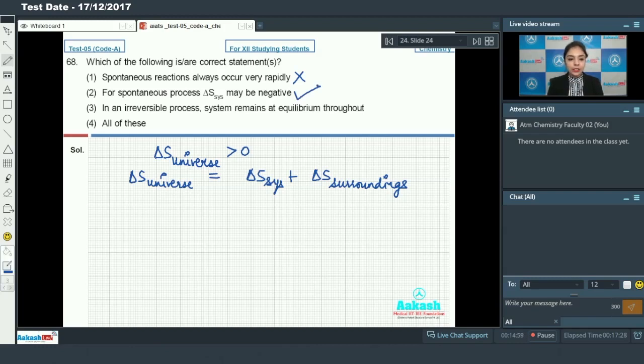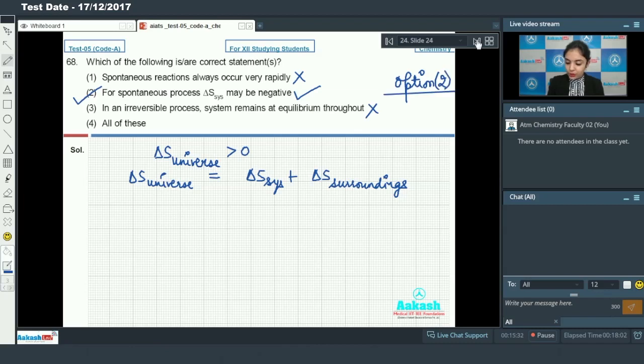Now you have the third statement, which says that in an irreversible process, the system remains at equilibrium throughout, which is an incorrect statement. In the reversible process, the system and surroundings are at equilibrium, but in the irreversible process, as the process is very fast, बहुत जल्दी process होता है, the system cannot remain at equilibrium with the surroundings. So this option is incorrect. The only correct option is option number 2.